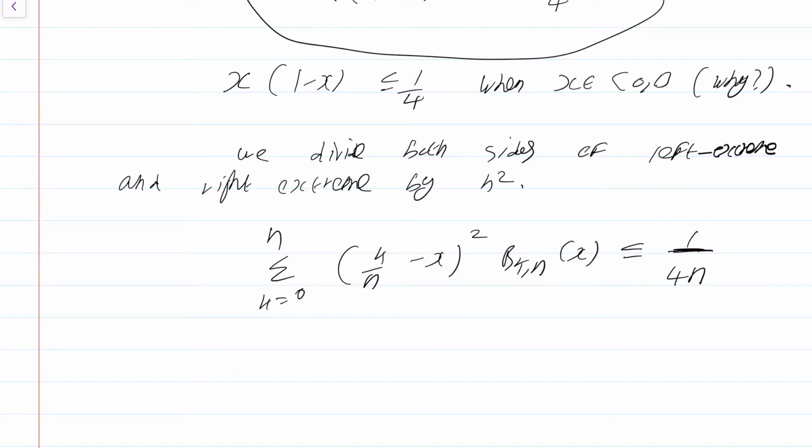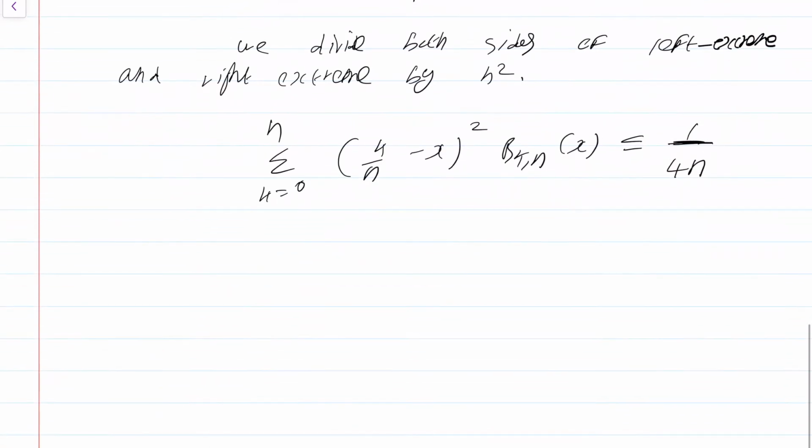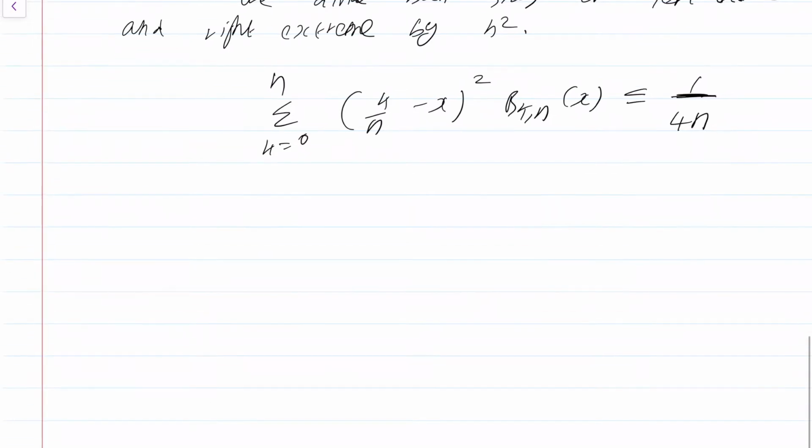Okay, so what have we managed to achieve? Well, what we have done is we fixed delta and we managed to show that if (k by n minus x) the whole squared is greater than or equal to delta squared, in other words, if |k by n minus x| is greater than or equal to delta, then this summation of (k by n minus x) the whole squared b_k^n(x) is less than or equal to 1 by 4n. Now what are we going to do with this?